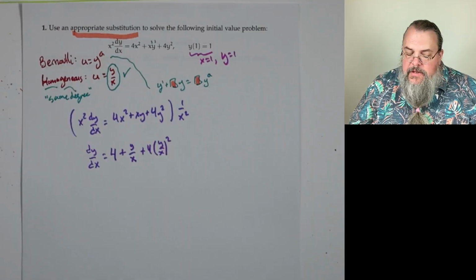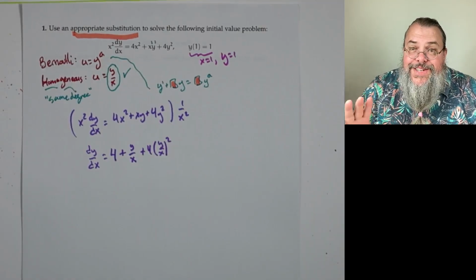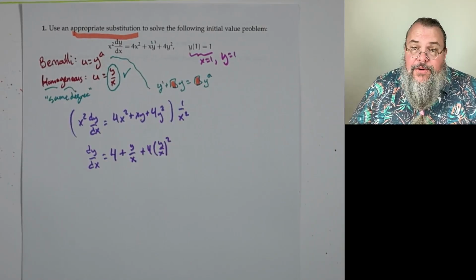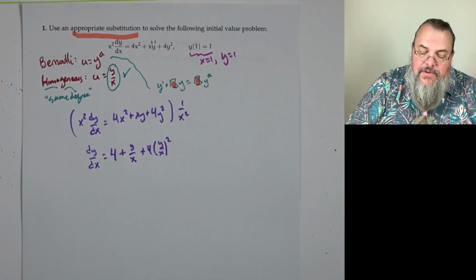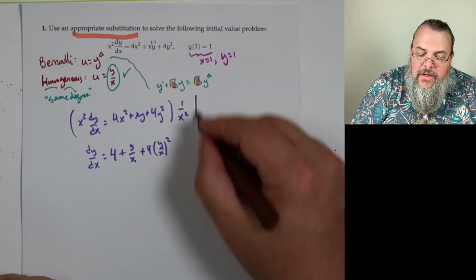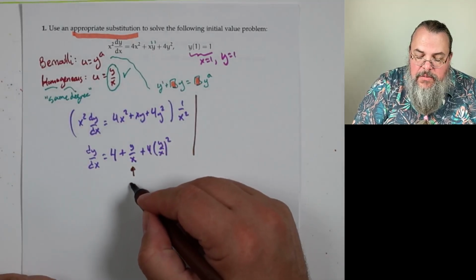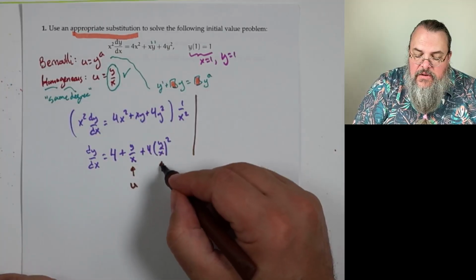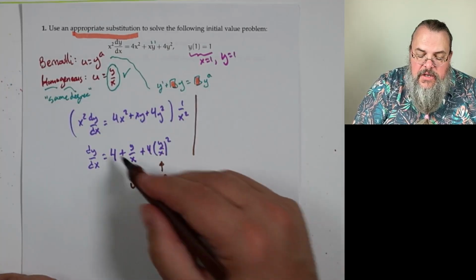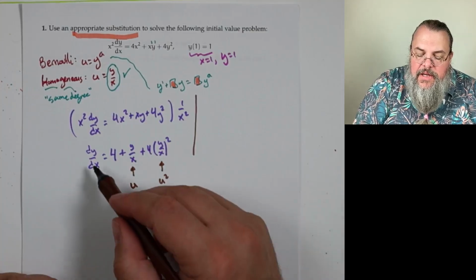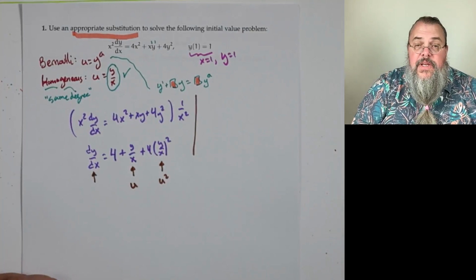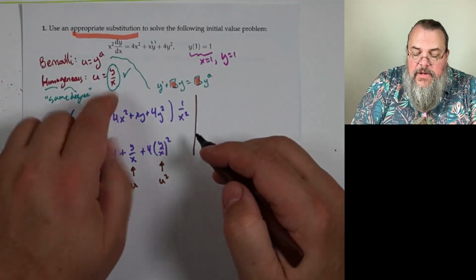Okay, now, we haven't done any substitution yet. That was our rewrite. Now, the substitution. Well, it's easy to say what happens to the y over x terms. Those become u's. So there's a u, there's a u squared. Don't need to do anything with the 4. But now the dy dx. And here's the fun thing.